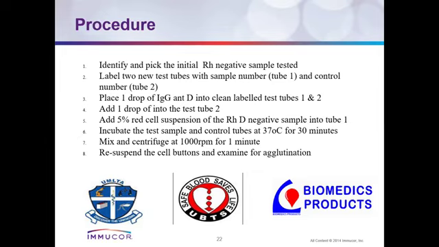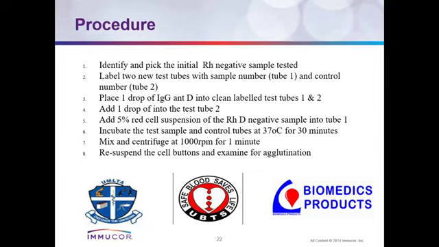So 30 would do. You mix it and centrifuge at 1000 revolutions per minute for 1 minute. Again, some people don't get very good results with the speed of 1000 revolutions per minute. You can choose to increase the speed to 1500. It gives you very good results as well, but the time remains 1 minute. Okay? Then you resuspend the cell buttons and examine for agglutination.